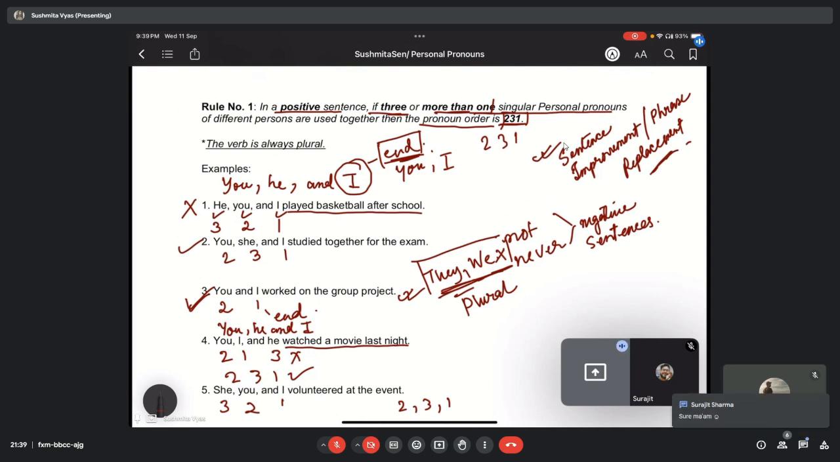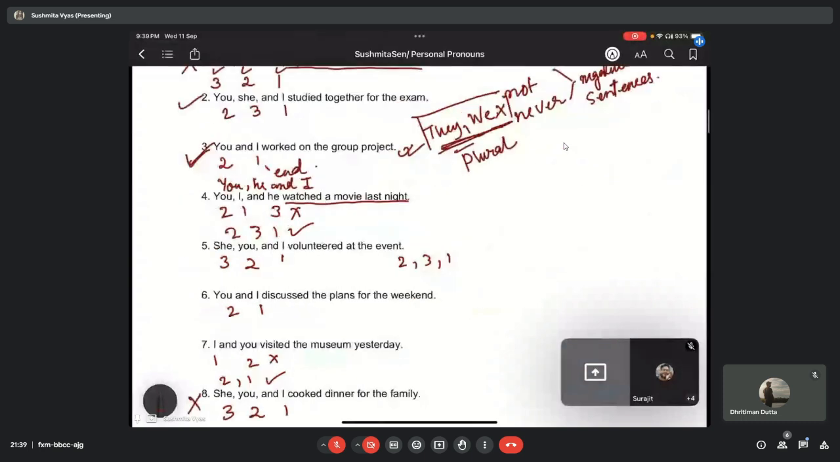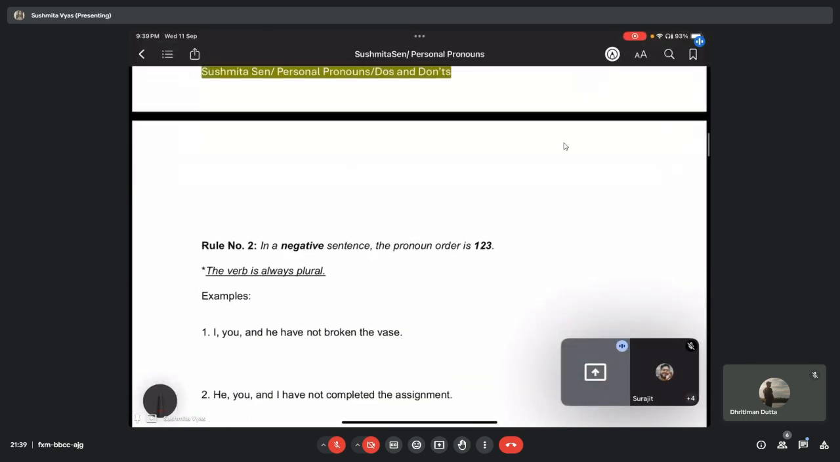I mean, this will need some practice. Yes, this will need some practice, but it is very easy. Once you get the hang of it, you will see a sentence that is positive with singular pronouns, so the order will be two, three, one. All right. Moving on to rule number two.